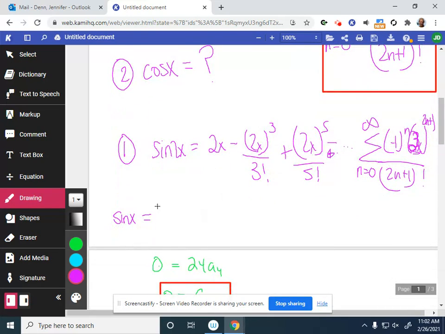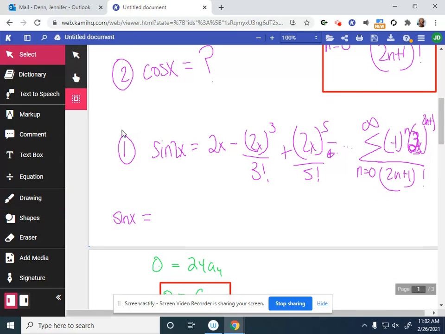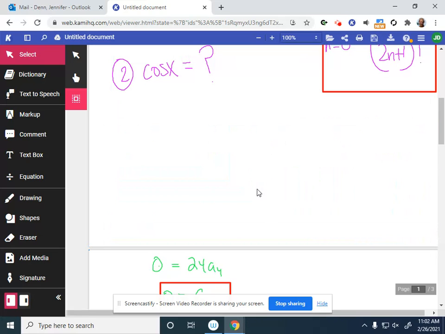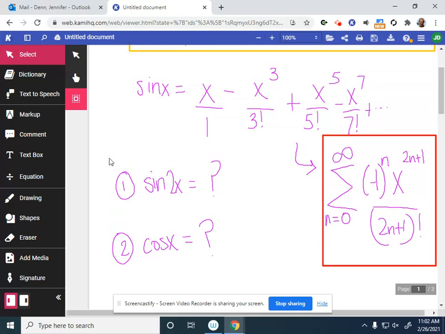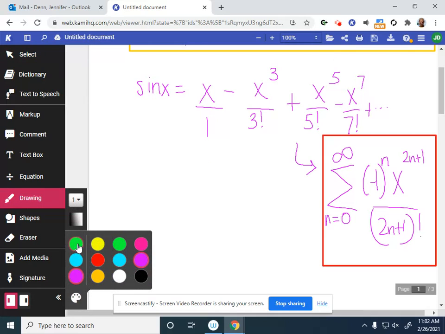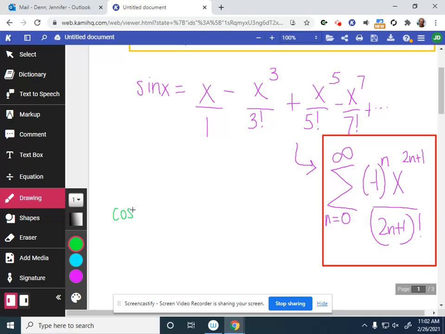Okay, now for the more difficult one. What is the series for cosine of x? To find the series for cosine of x, I'm going to just use the series for sine of x, and I'm going to take the derivatives. So let's see what I get. The derivative of sine is cosine. The derivative of x is 1. The derivative of this is minus 3x squared over 3 factorial plus 5x to the fourth over 5 factorial minus 7x to the sixth over 7 factorial, and so on.